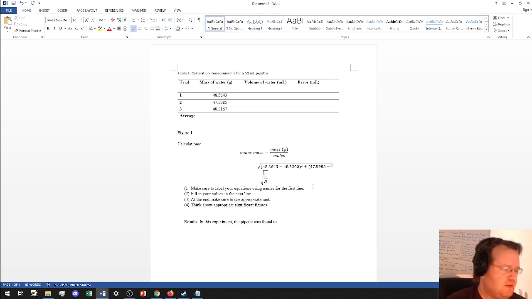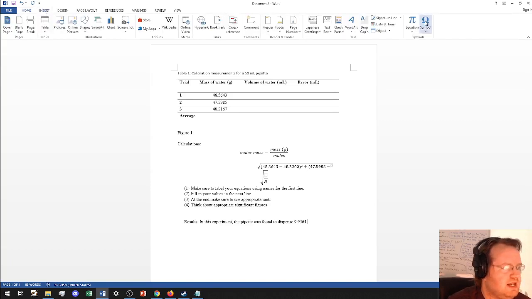So for example, this experiment, the pipette was found to dispense, let's say my measurements, this obviously is not for this data set. I'm going to do this for the 10 milliliter pipette that you work with in lab, so this does not match the table up above. But let's say I got the results dispensed 9.9564, and then plus or minus, I insert the plus or minus symbol, 0.1204 milliliters. So I dispense this many milliliters.